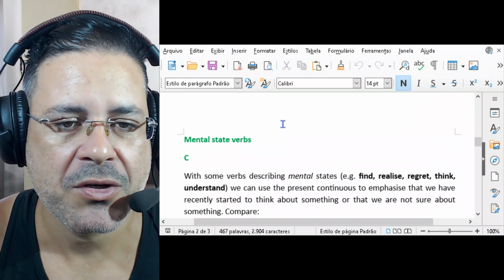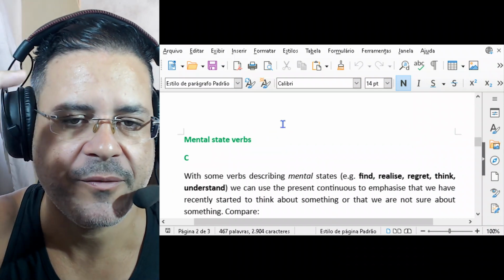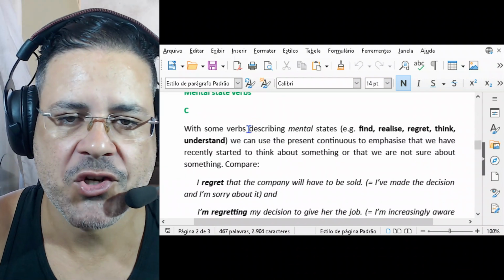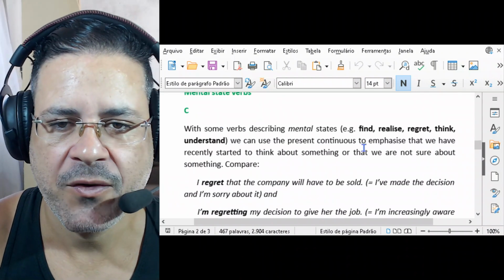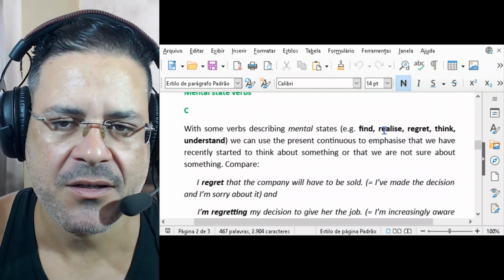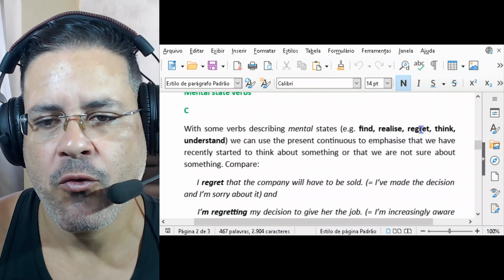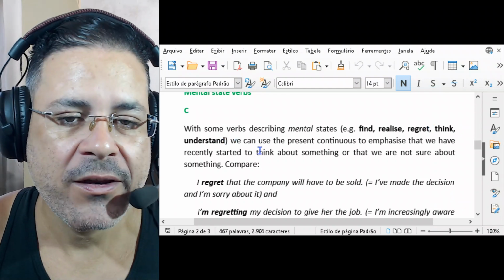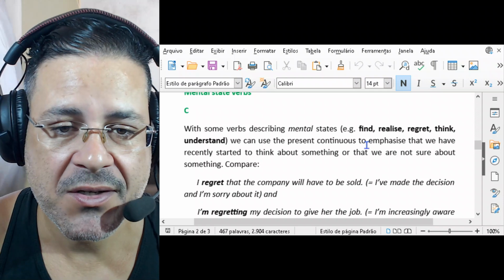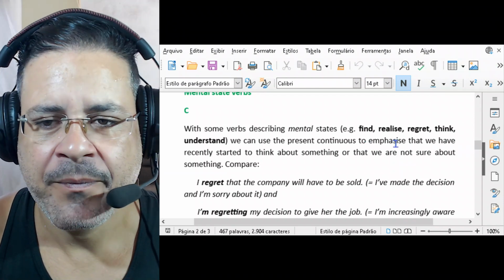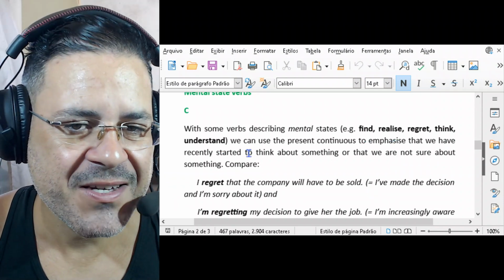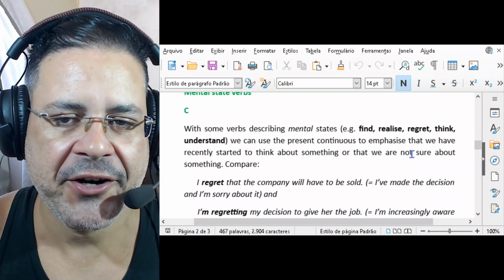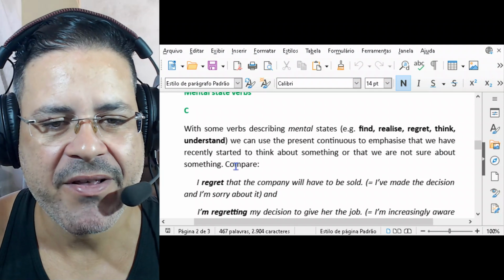We're talking about mental state verbs. With some verbs describing mental states, e.g., find, realize, regret, think, understand, we can use the present continuous to emphasize that we have recently started to think about something, or that we're not sure about something. Compare.